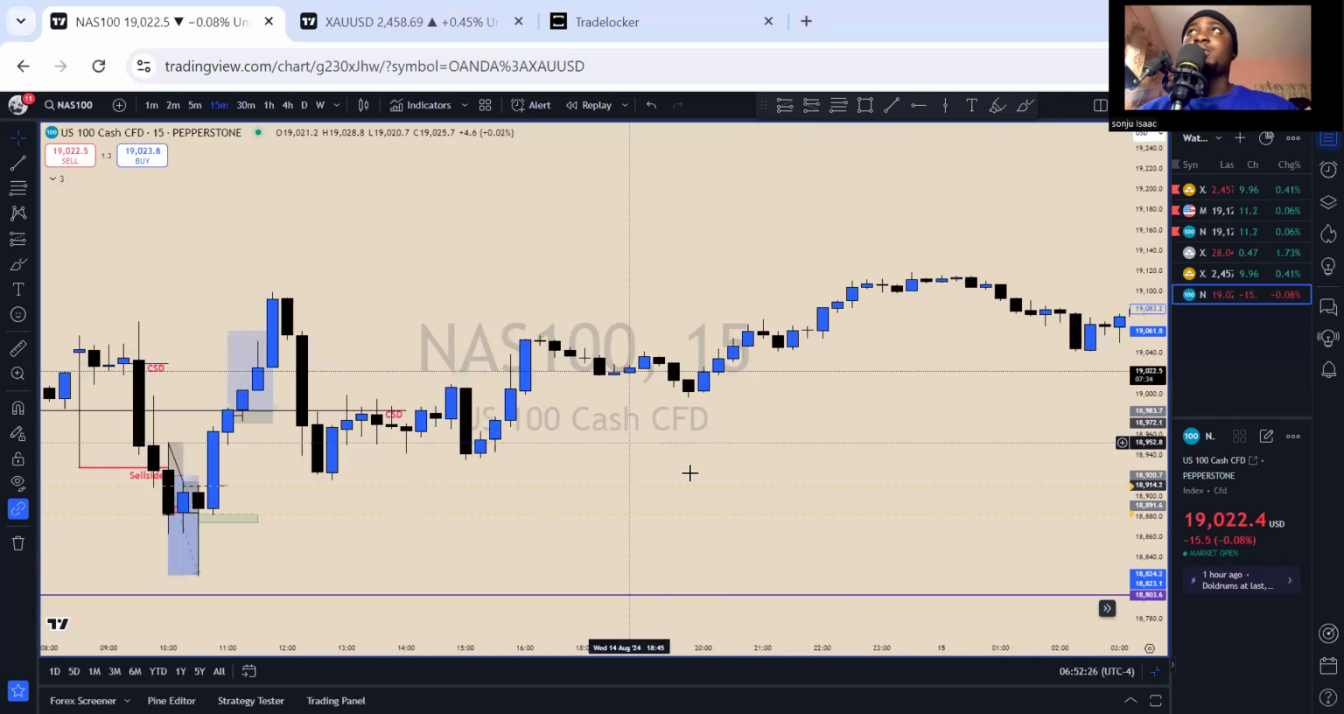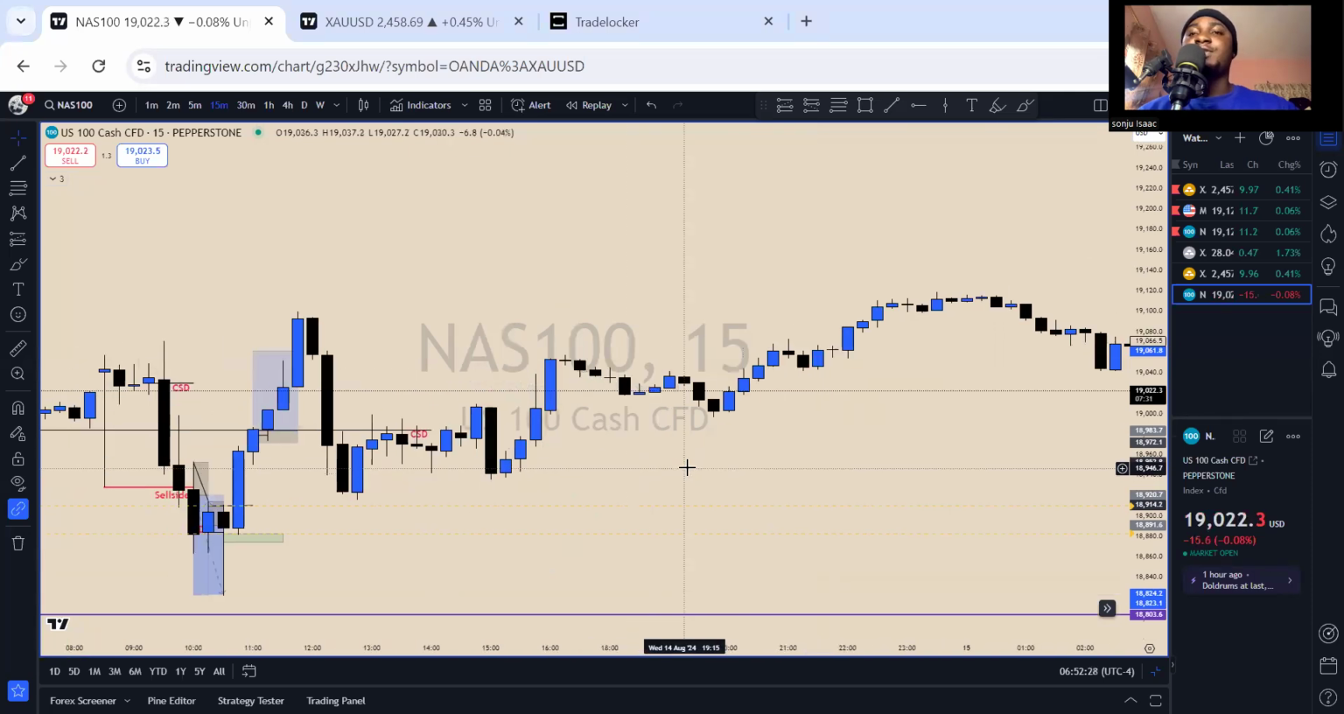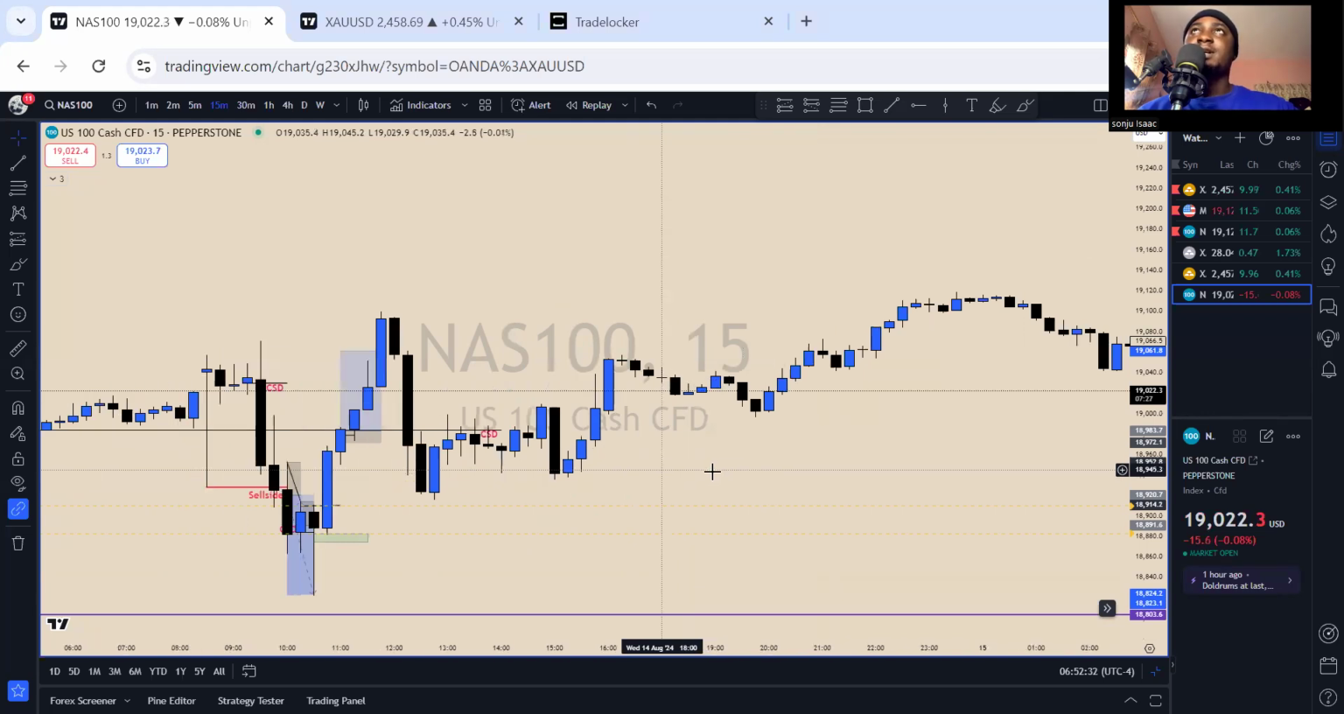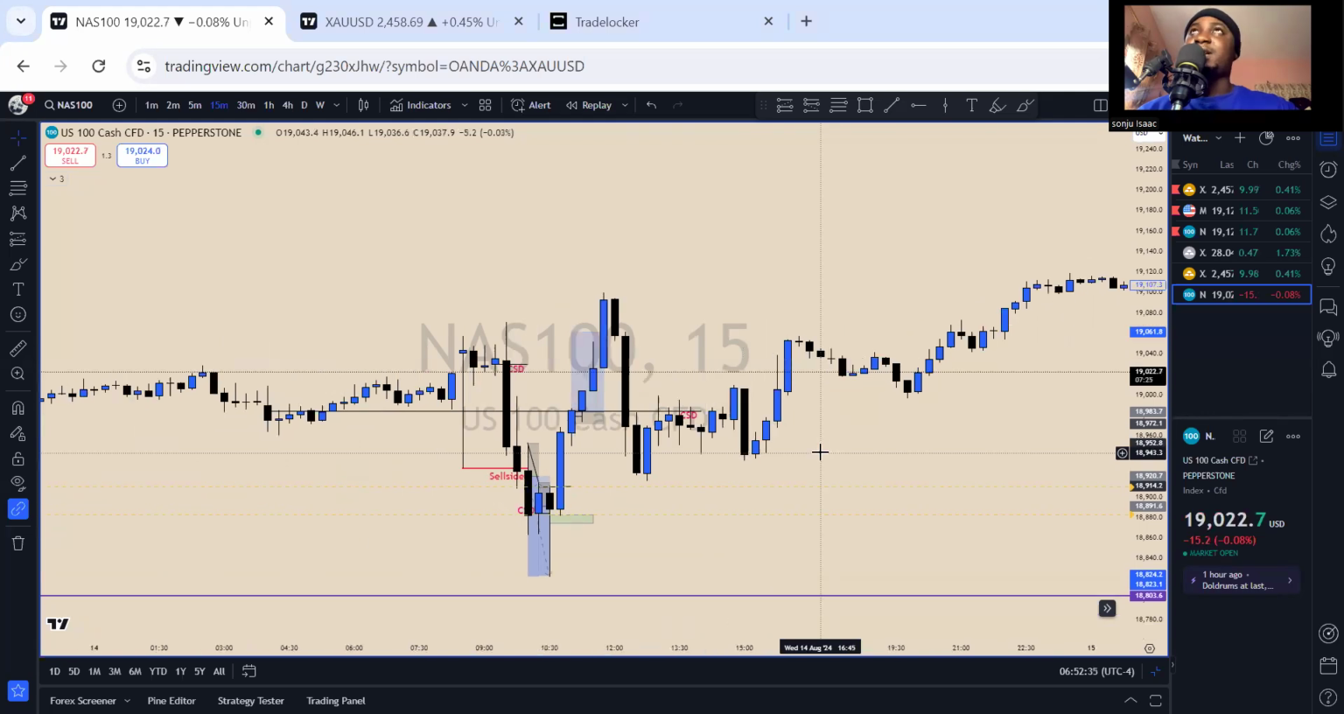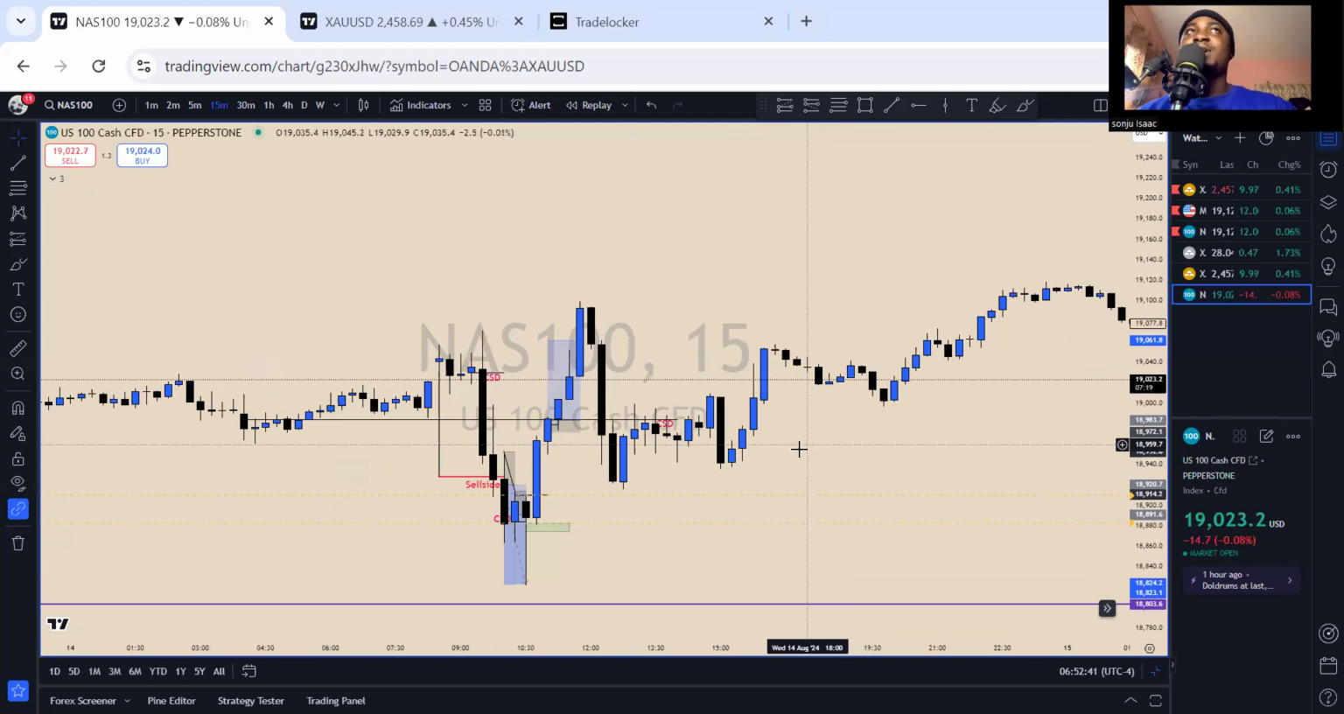So today we are going to be looking at change in state of delivery. What is change in state of delivery? I won't say it's a pattern, but it's a candle formation you need to see. It simply means you want to see price disrespecting one state of delivery and respecting the other one. For example, you want to see price change its state of delivery from being bullish to then being bearish.